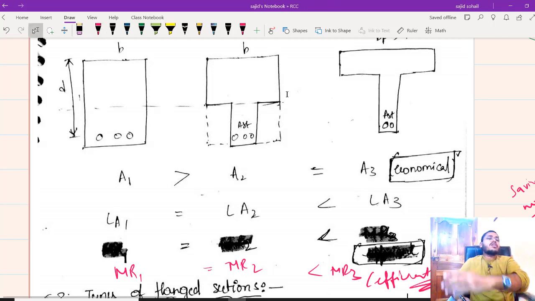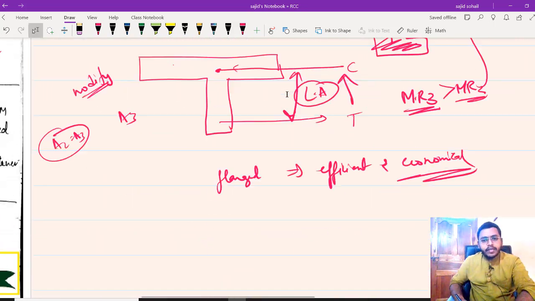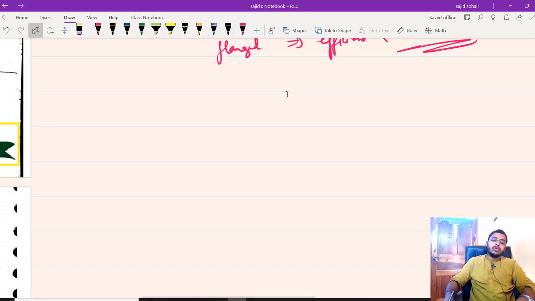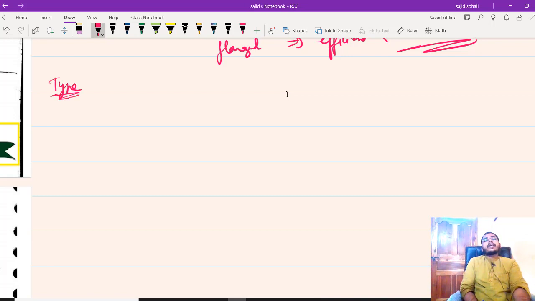Now you can ask me, sir, what are the various types of flanged sections we have? Very simple question, very simple answer also. We can have as many as possible, but in general we'll be using T section, I section and L section. Or you can also use a box section. The box section will be looking something like this, but we'll see it later on.